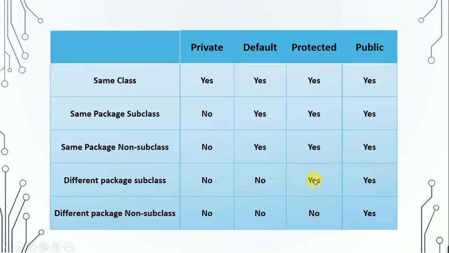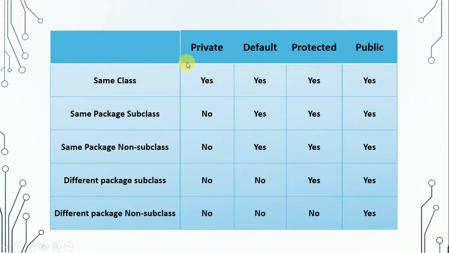Now, before jumping to the example, first understand this table, because it gives complete information about these four access modifiers. Let's begin with the first access modifier, private. A private member can be accessed in the same class, but we cannot access a private member in any other class. We cannot access it in a subclass of the same package, or in a non-subclass of the same package, and obviously if we cannot access it in the same package, we cannot access it in a different package. So a private member can only be accessed in the same class.